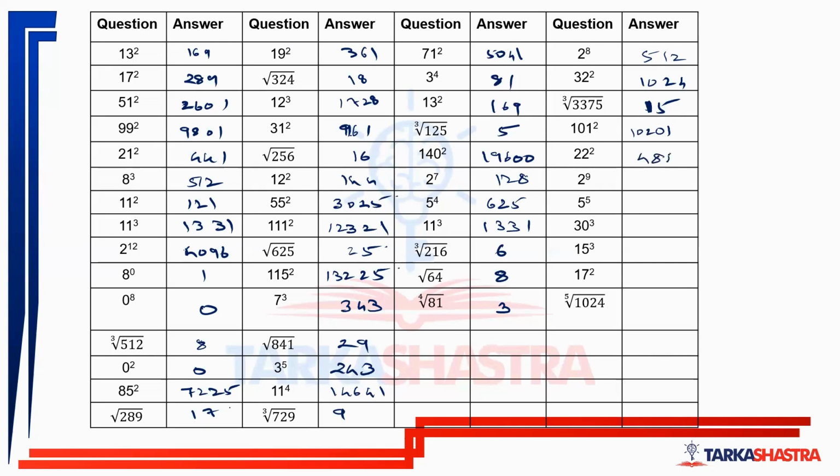22 square 484, 2 raised to 9, 512, 5 raised to 5 is 3125, 30 cube is 27000, 15 cube is 3375, 17 square is 289, followed by fifth root of 1024, it's 4. Okay. I hope you have got all the answers correct. You were supposed to pause the video and then go ahead with it.